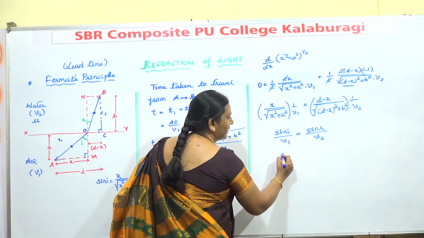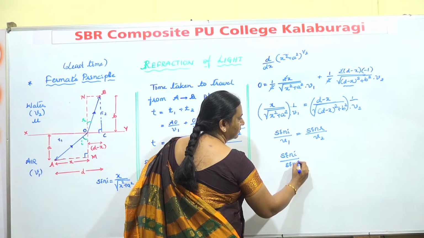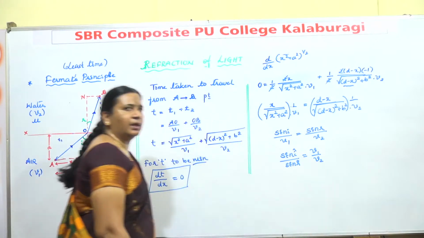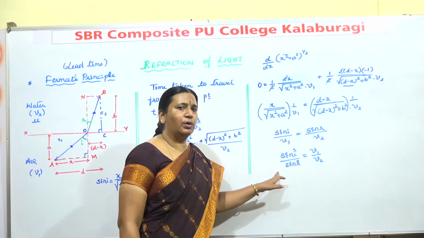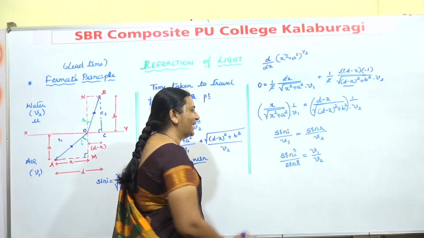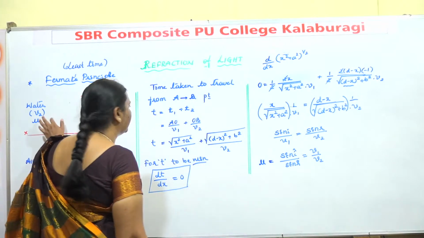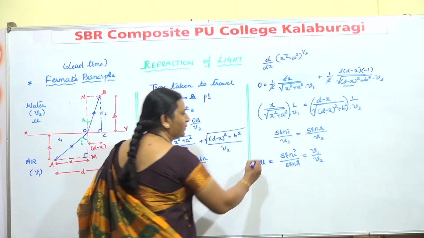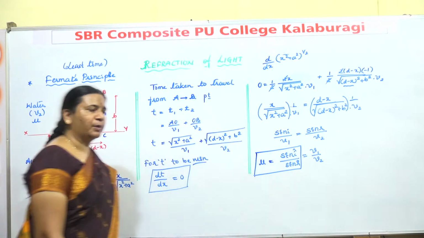Or I can write sine i by sine r will be equal to what? v1 by v2. But what you have proved yesterday, this you have proved as refractive index, v1 by v2 or sine i by sine r. What was it? Refractive index of second medium with respect to first medium. Now we are having only the second medium refractive index as mu, and that of the first medium is what? 1. So that becomes mu, which is nothing but actually our Snell's law. Snell's law. Hope everyone is clear.